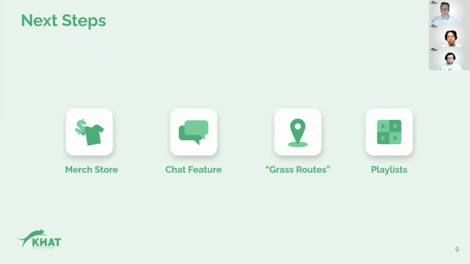The next steps, as suggested by our team, would be to include a merchandise store, an in-app chat feature, a maps element, and finally, a playlist section. And now for what we've learned.